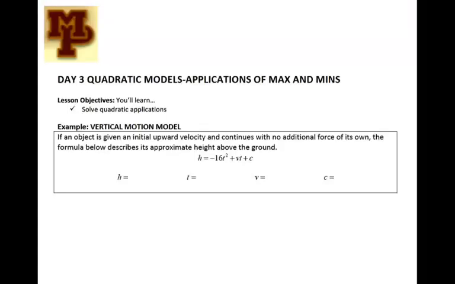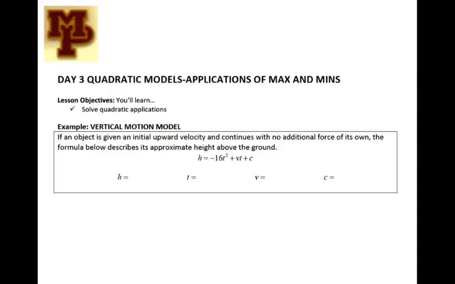Okay, I'm going to make a little video to show you how to do those two applications. One's motion and one is area. So first, the equation we're going to utilize is h equals negative 16t squared plus vt plus c. This is for all of the objects that go up and then come down.